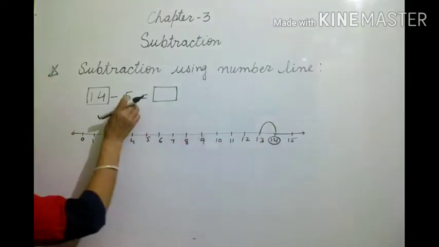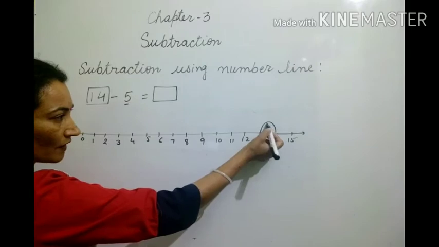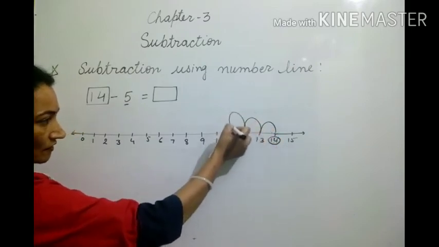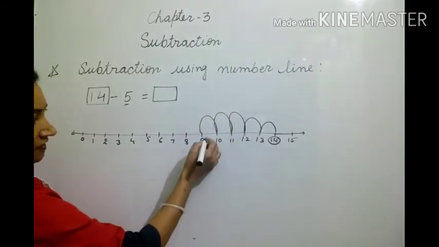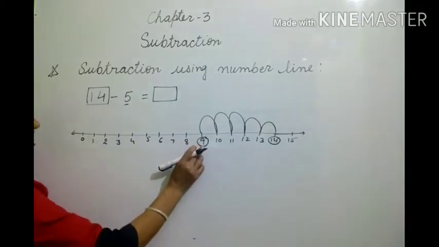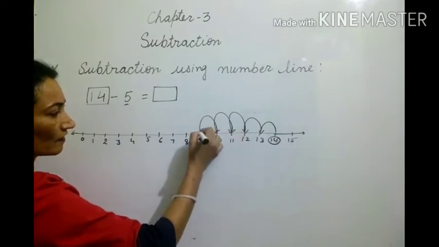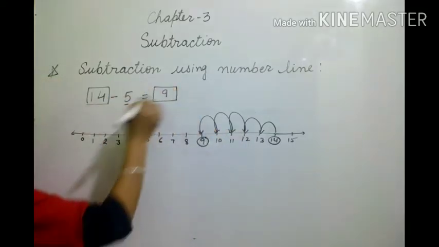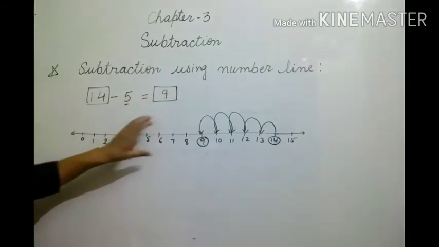We have to subtract 5, so starting from 14 we will come back 5 steps. 1 step, 2 step, 3 step, 4 step, 5 step. At the fifth step, what is the number? 9. So 9 is our answer. In this way, we do subtraction using number line.